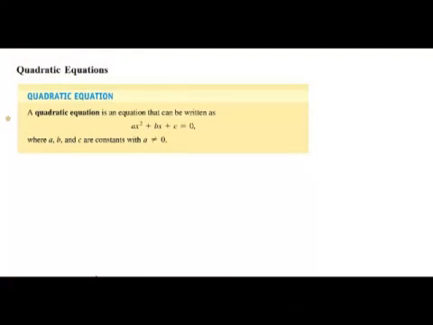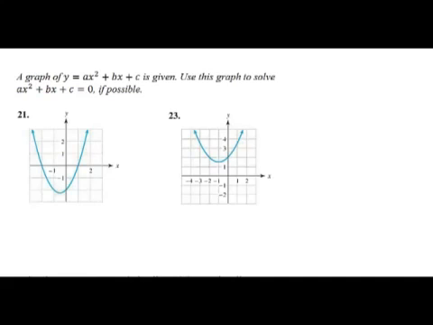Quadratic equations. A quadratic equation is an equation that can be written as ax squared plus bx plus c equals 0, where a, b, and c are constants with a not equal to 0. A graph of y equals ax squared plus bx plus c is given. Use this graph to solve ax squared plus bx plus c equals 0 if possible.